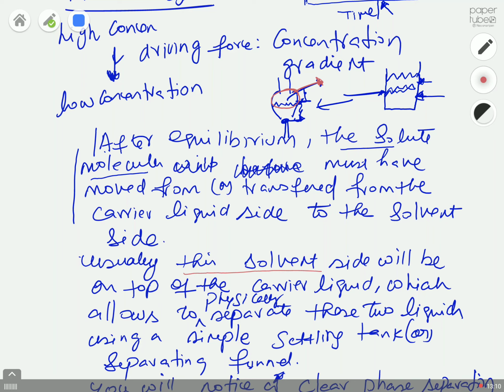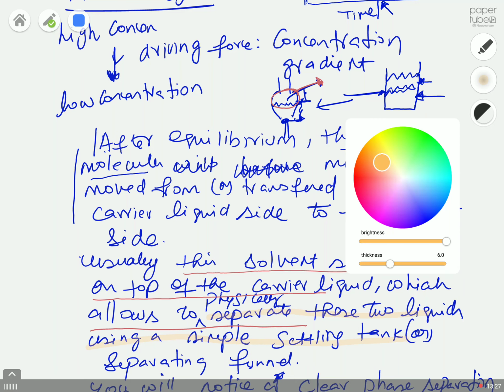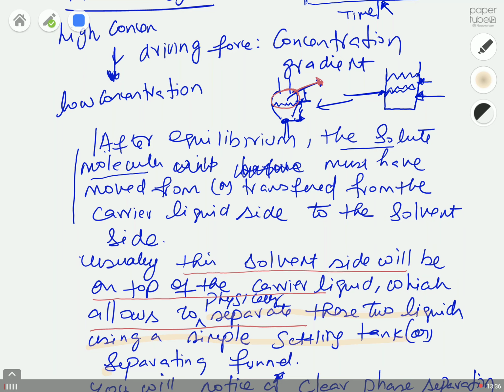Just let me highlight here. Usually the solvent side will be on top of your carrier liquid, which means you can easily physically separate these two liquids. That's what I stated. You can physically separate these two liquids using a simple settling tank, or if you want you can use a separating funnel. So that's what I stated here.